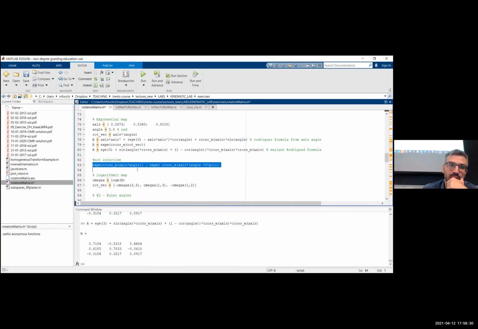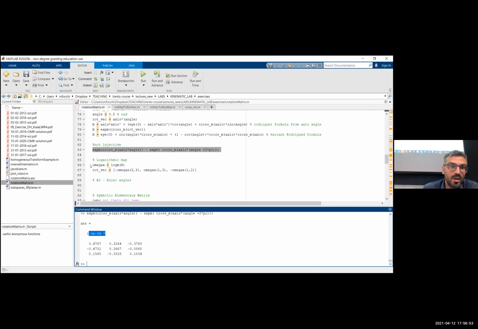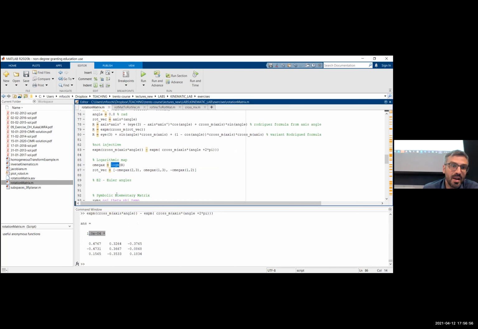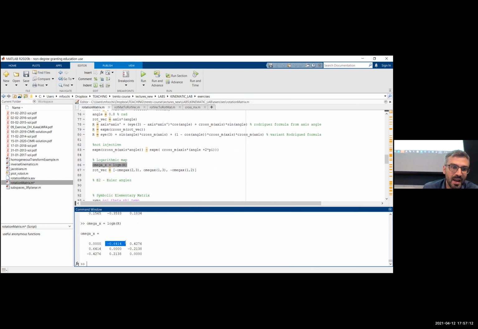Then we want to show the non-injectivity of the exponential map. So we compute the exponential map for the angle, and also for the angle plus 2 pi, and we see that they are the same, because if you subtract one from the other, you get zeros, very small numbers, basically a matrix of zeros. The logarithmic map, it's the logm function, and we want to see that we get the skew-symmetric matrix associated to this, that is this one. And if we take the element, this will be the z component of the rotation vector. This will be the y component and the x component, I think.